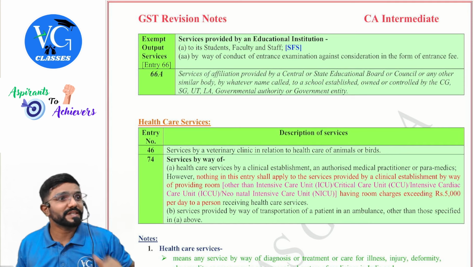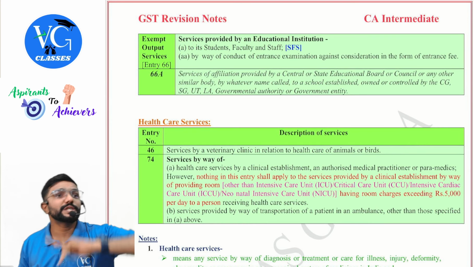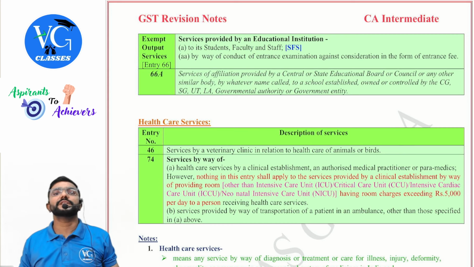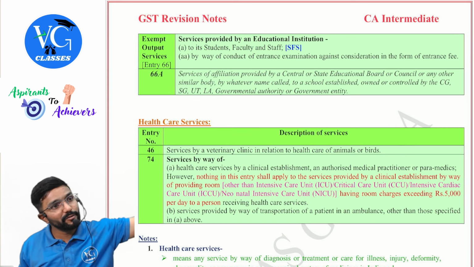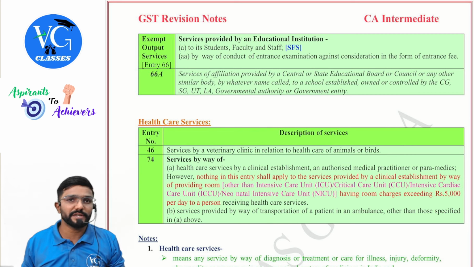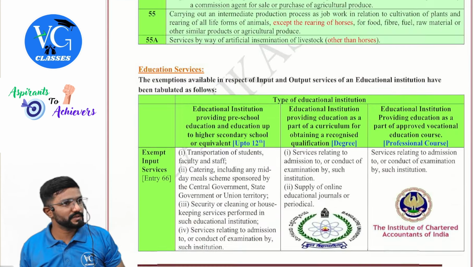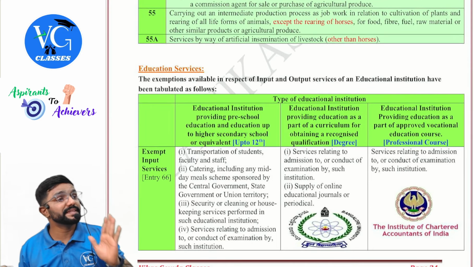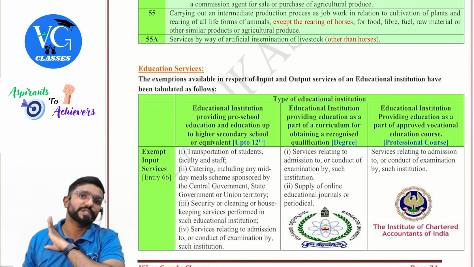But no, sir. They are not providing it. They have outsourced it to the outside agency. Outside agencies coming and running the canteen within the campus, or they own the bus and provide transportation services to the school or college children. Then we are talking about this. Clear? School or college is not directly providing it. They have hired someone else to do this.